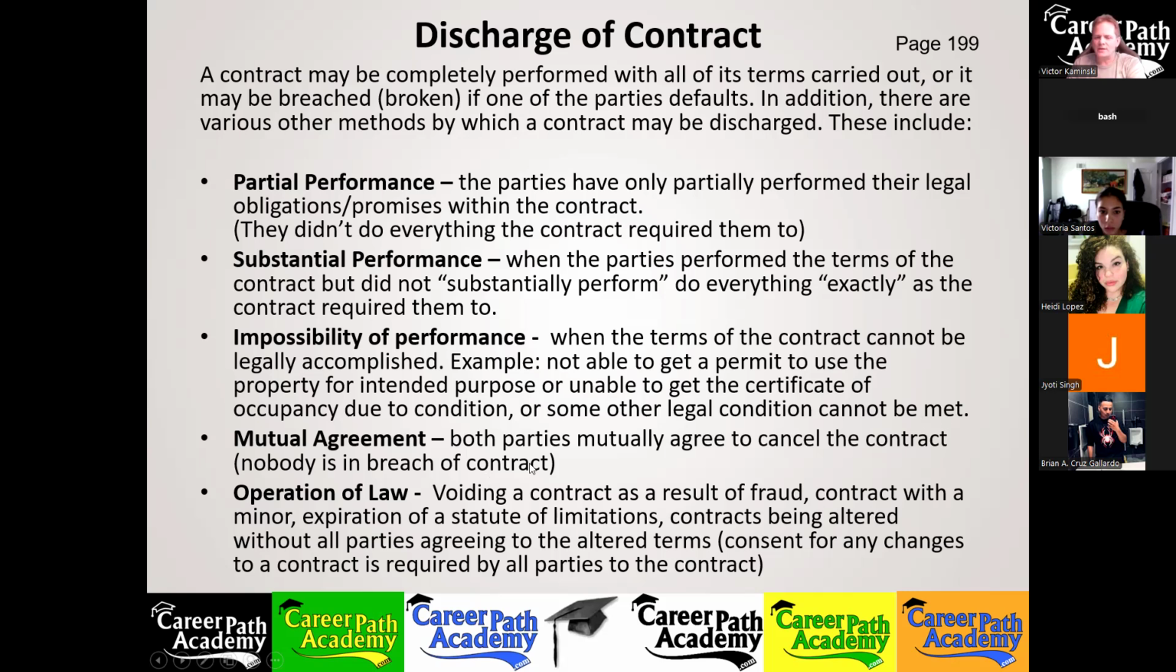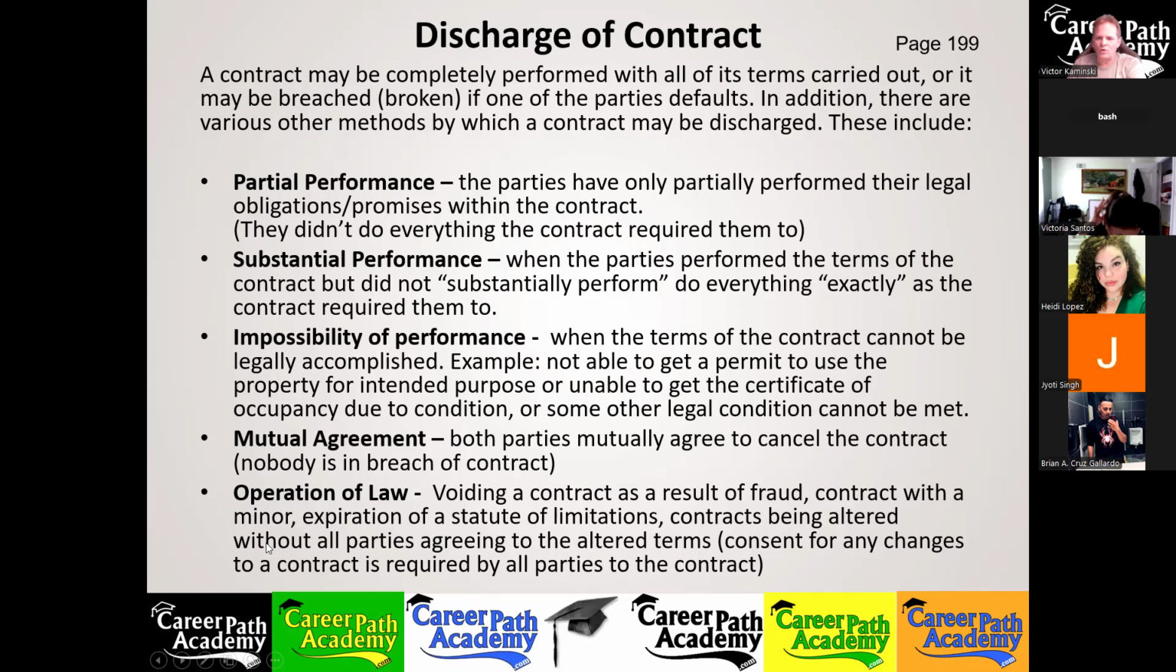By mutual agreement, both parties simply agree to cancel the contract. In that case, nobody is necessarily in breach of contract, but that's a way to discharge a contract. Or by operation of law, like the voiding of a contract as a result of fraud, a contract with a minor, or an expiration of a statute of limitations.